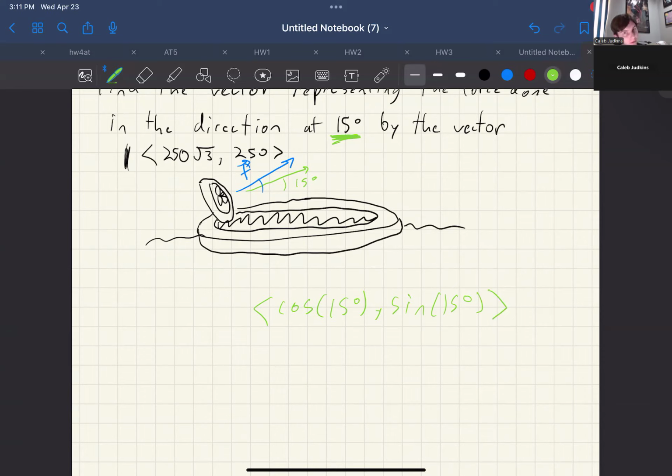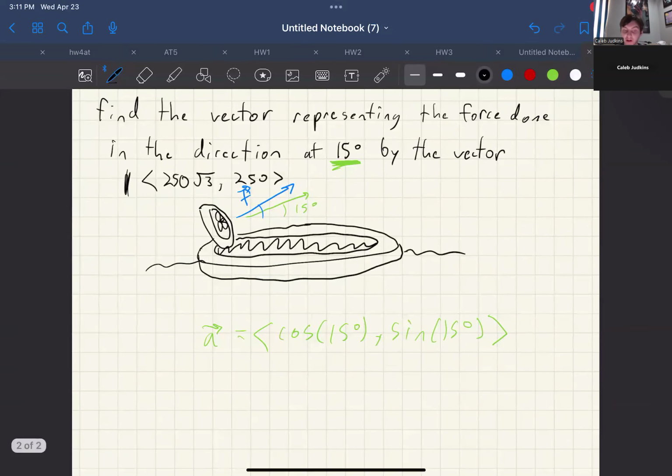So now we are going to project f onto this vector. I'm going to call this vector A just to give it some name. In order to find the vector representing the force done in the direction of 15 degrees by the vector that we got from the first problem, that we called f, this answer is the projection of f in the direction A, projection of f onto A, right?